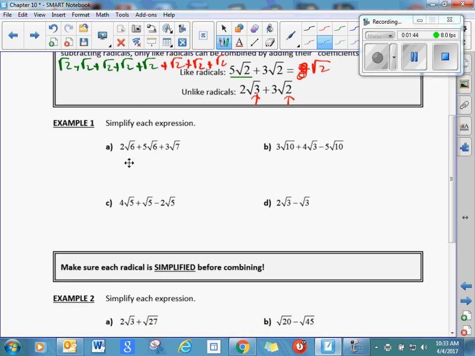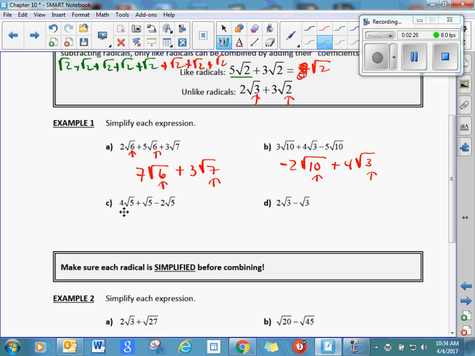Obviously this one and this one are the same, but that one's not. So I can combine these and say I have 7 radical 6 plus 3 radical 7, and that's as simplified as it can go. On this one, you can see that the radical 10's can be combined. 3 minus 5 is minus 2 radical 10 plus 4 radical 3. And all the while we're asking ourselves, as we look at these radicands, can we simplify them further? Do we have a perfect square in there somewhere, like we did in simplifying in 10A? We're going to get there.